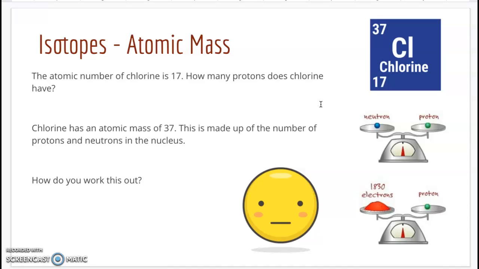But if I give you the mass number of 37 and I ask you, hey, how do you work out the number of protons and neutrons in its nucleus? What would you do? I want you to pause the video and have a go before we start discussing this. How'd you go? Let's take a look at the answers now.